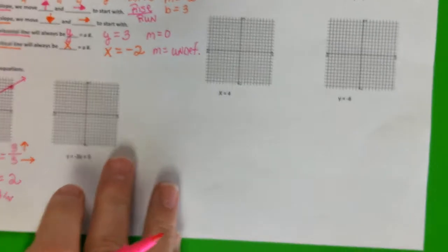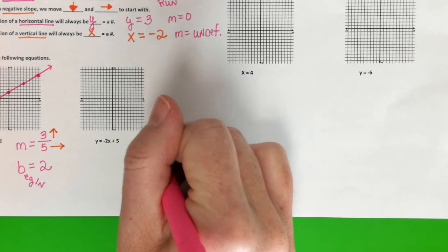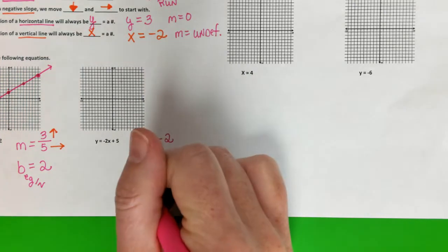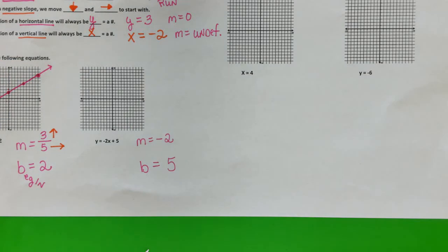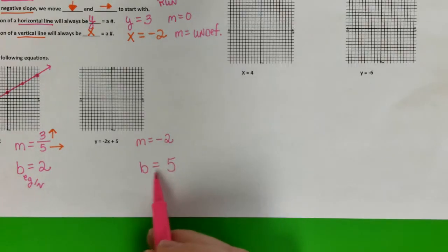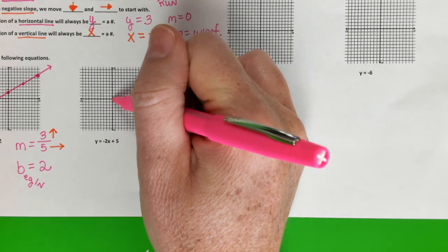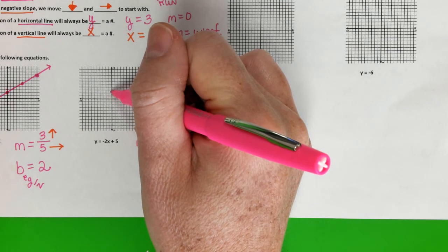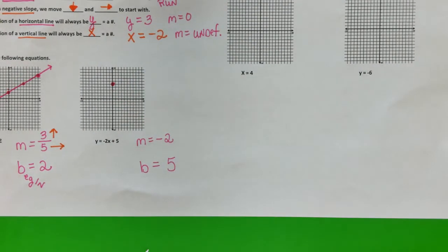Okay, let's look at the next one. Again, we want to identify the slope and the y-intercept. The slope is -2. The y-intercept is 5. So remember, we begin with the y-intercept of 5. So I'm going to go to my y-axis. 1, 2, 3, 4. Count up to where y is 5, and I'm going to put a point.